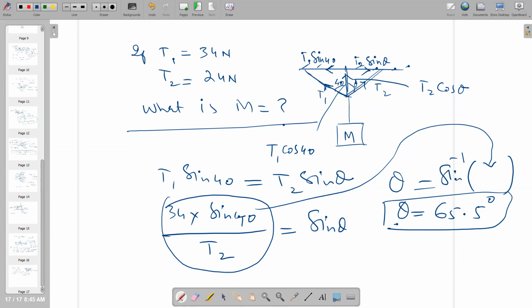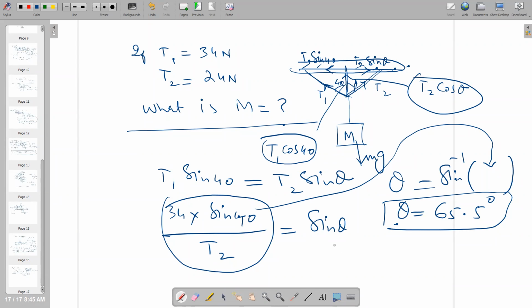Okay. So from this equation, you just find the angle theta. If you know this angle theta, now you can solve it very easily. Now apply the components along the y-axis. This is along the x-axis. The y-axis component is upward, so downward is only mg.